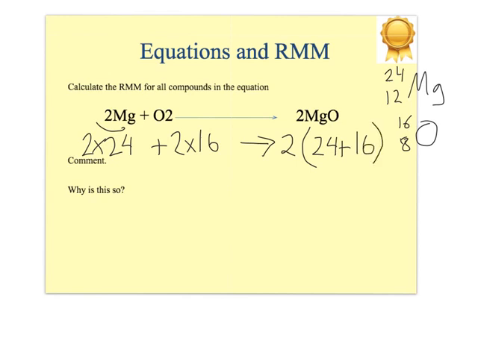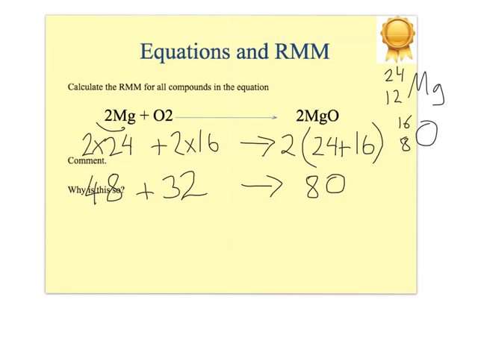So, work this through. 24 plus 16 is 40, so that's 80 on that side. 2 times 24 is 48. 2 times 16 is 32. So we've got 48 plus 32, which equals 80. So this links back to our concept of conservation of mass, because we said that the mass of your reactants is the same as the total mass of your products. And we just proved it here.